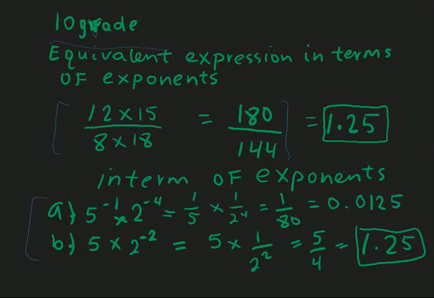That equals 180 over 144, which becomes a decimal number, 1.25. So given a and b, find which exponent expression is equivalent to that.